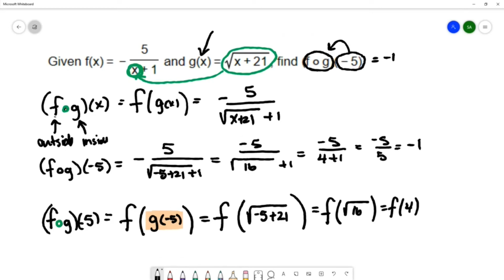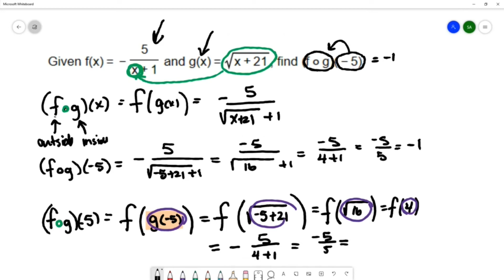And now that I've worked out the inside part, I can now work out f of 4. F of 4 means to substitute a 4 into the function called f. So when we do that, we would have negative 5 over 4 plus 1. Negative 5 over 5 is a negative 1. So we've got the same answer that we worked out in a different way.